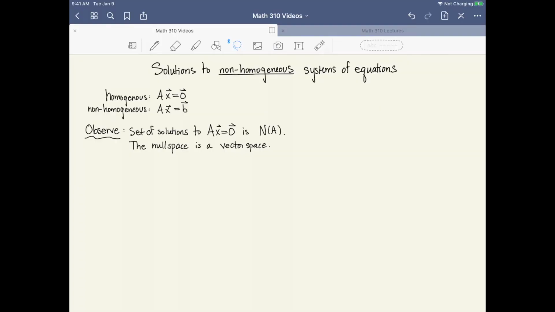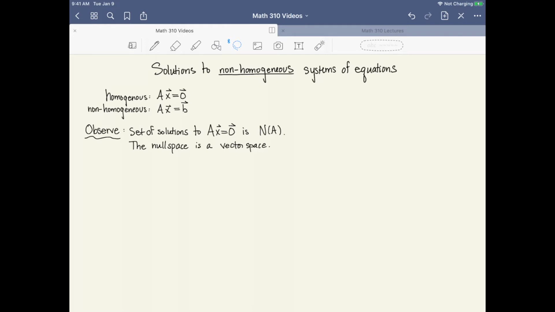In this video, we're going to talk about finding solutions to non-homogeneous systems of equations. As a quick reminder, a homogeneous system of equations means that everything is set equal to 0. A non-homogeneous system of equations is set equal to some other vector b that's not the 0 vector. If you write it out as a system, you're going to see the first equation equal to some number, the second equation equal to some number, and at least one of those numbers needs to be non-zero.